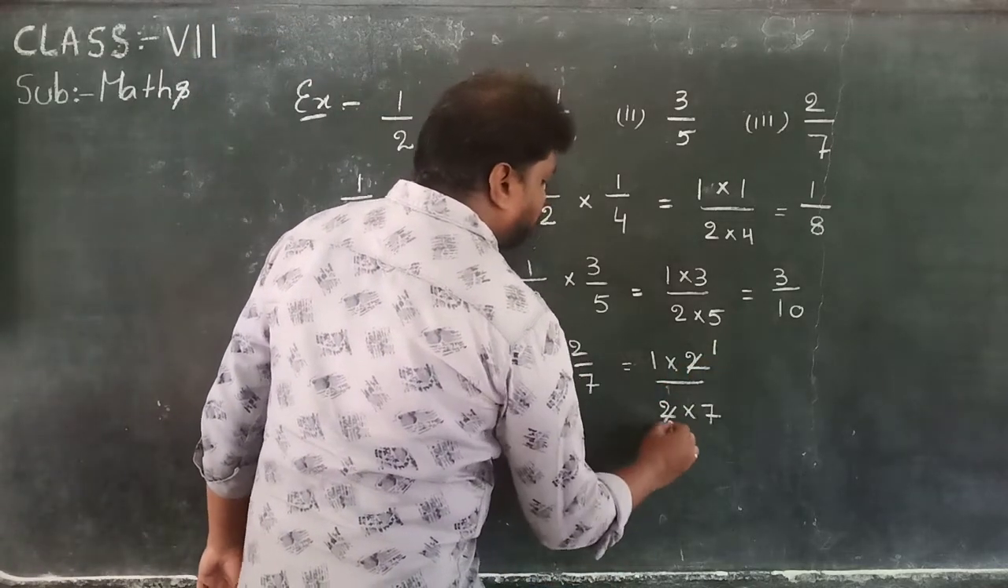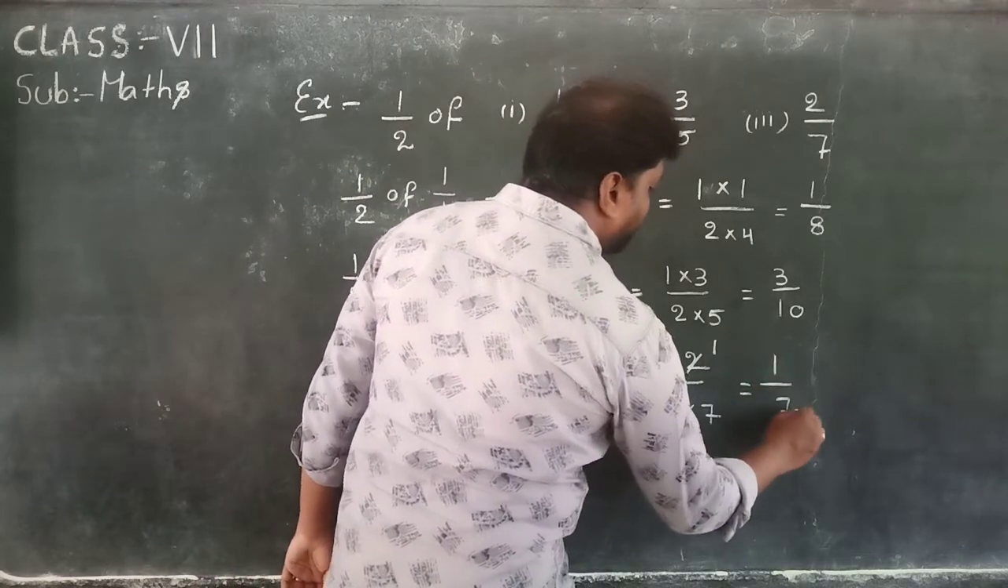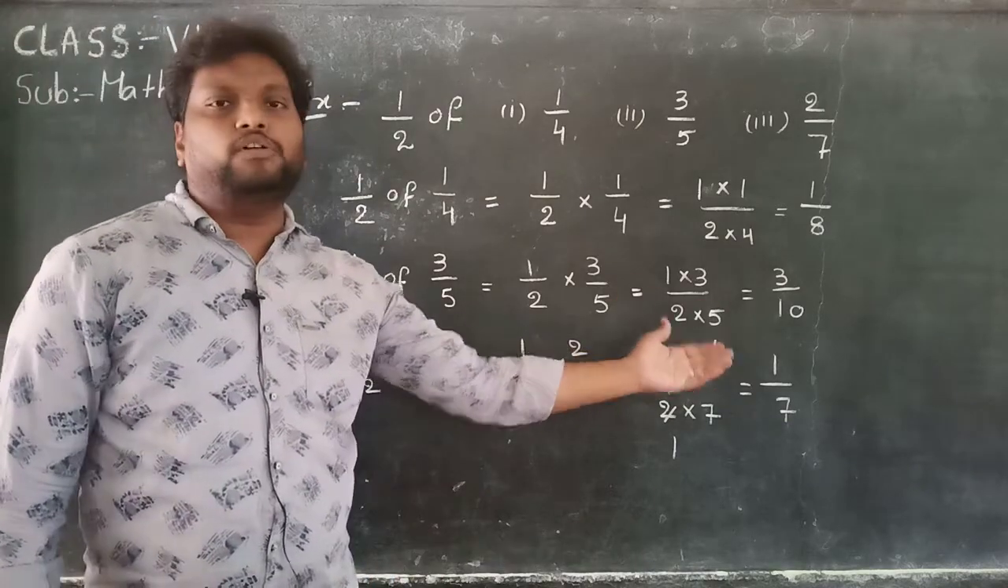2 1 jar 2, 2 1 jar 2. Then finally 1 1 jar 1 and 1 7 jar 7. 1 by 7 is also a proper fraction. That's why it is not possible to convert into mixed fraction.